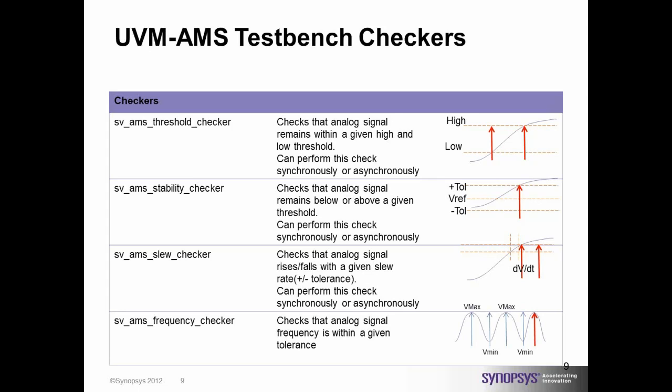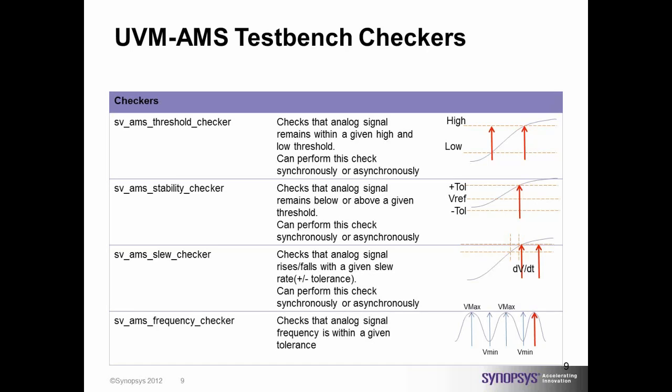If I talk about something like a threshold checker, it checks that the analog signal remains within a given high and low threshold, right? And then you can perform this check synchronously or asynchronously depending upon your choice of logic. As you can see on the right side, there is a signal, and if it is in range of that particular high and low value, this checker doesn't fire, and if it crosses any of these two limits, the checker fires an error or a warning message depending upon the verbosity or severity you have set for the same, right?